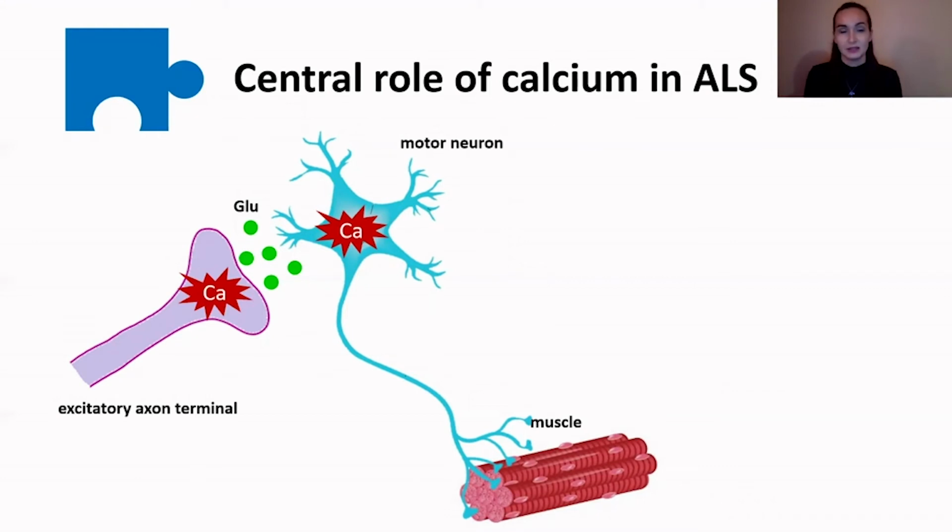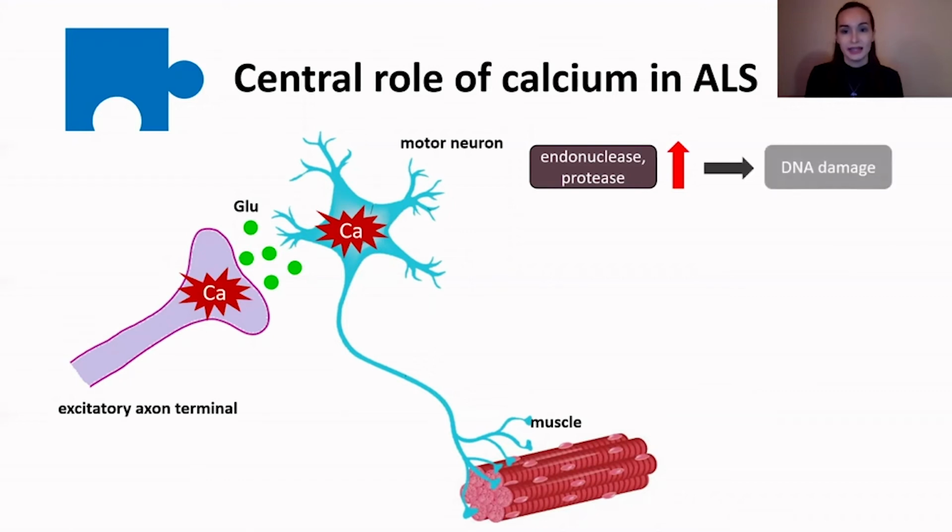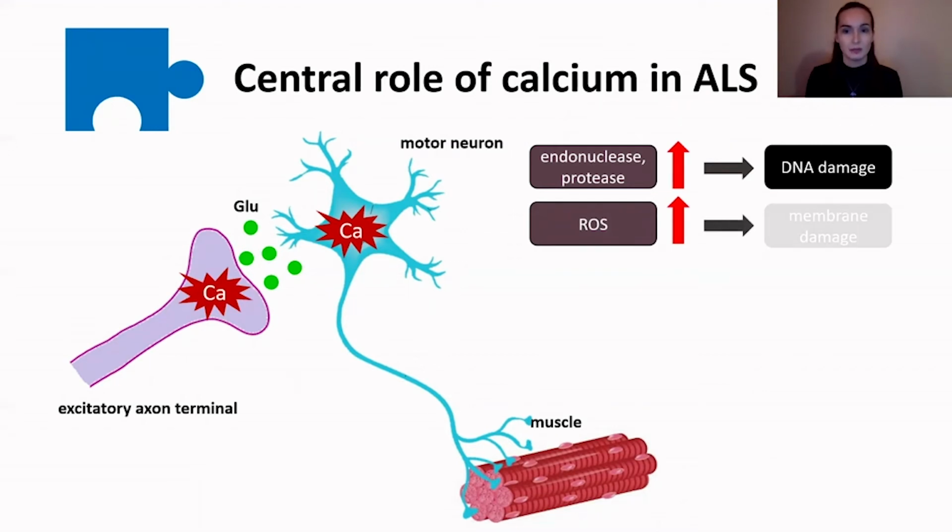The elevated intracellular calcium in motor neurons has a lot of consequences, such as the activation of endonucleases and proteases, which actually cause DNA damage and the destruction of cytoskeleton, which is a protein filament network. Another consequence is the activation of enzymes which produce reactive oxygen species, which lead to membrane injury. Mitochondria are also impaired due to the elevation of intracellular calcium, which leads to energy deficit and the formation of even more reactive oxygen species.